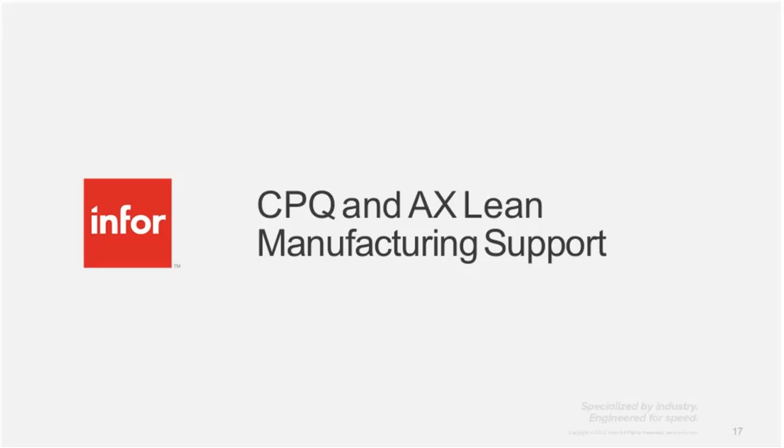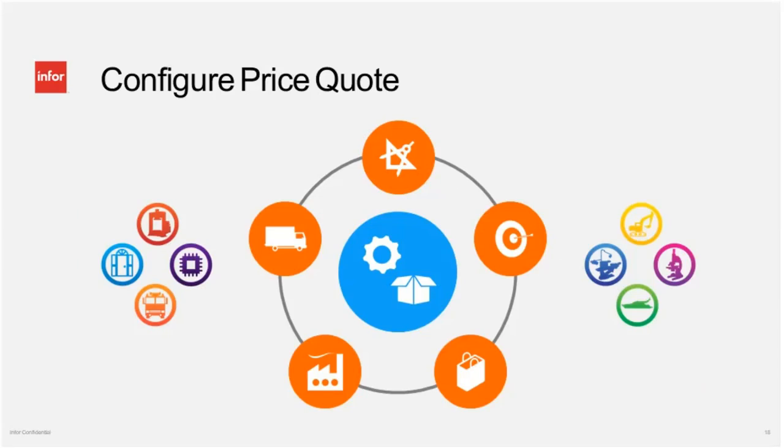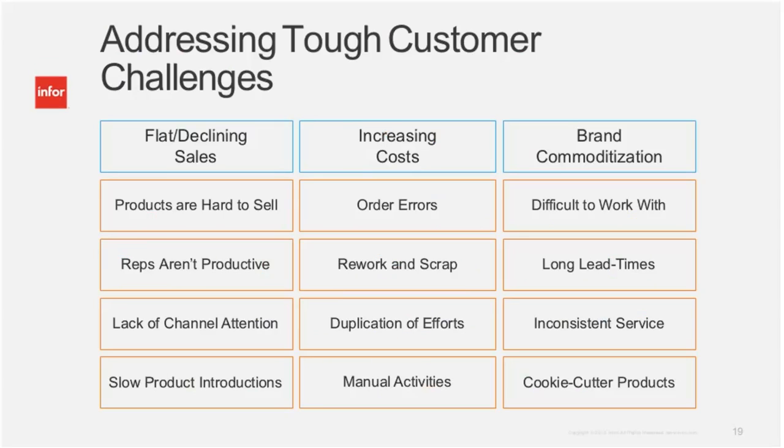Now, let's look specifically at the Infor Configure Price Quote solution and what we've done to address the earlier lean discussion for AX and how it helps our customers. The Infor Configure Price Quote application helps discrete manufacturing customers design, market, sell, make, and deliver configurable products. Examples of some of the micro verticals that we work with include industrial equipment, high-tech, specialty vehicles, building products, construction equipment, measurement devices, boats and watercraft, and of course medical devices.